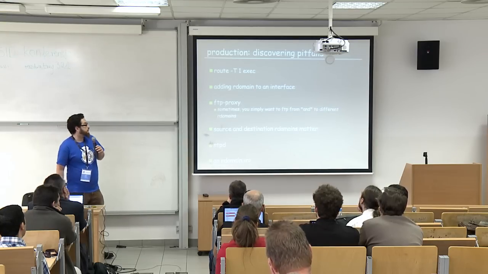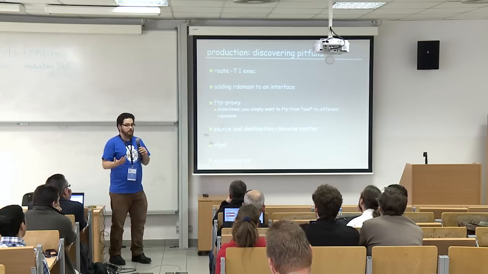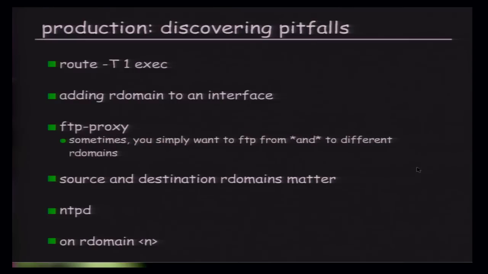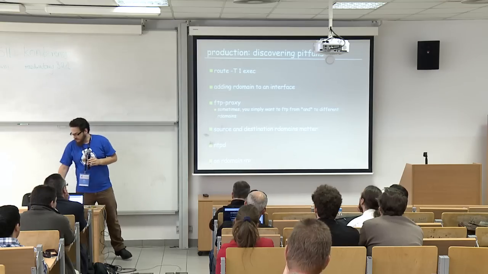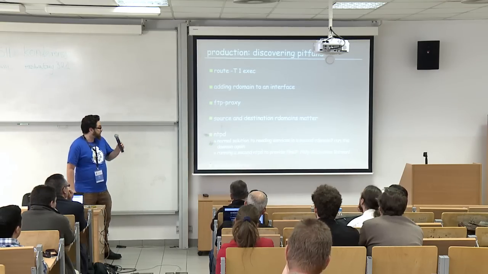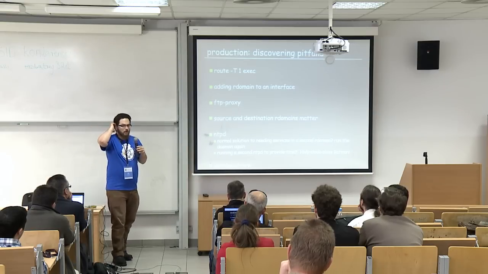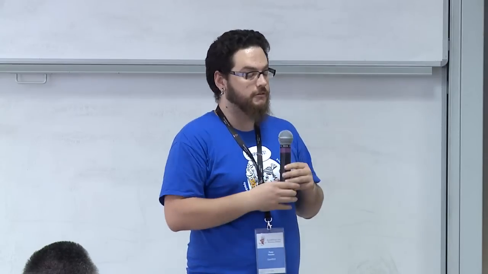We ran into some problems with FTP proxy. When going through NAT, you need a helper, because FTP is just an incredibly difficult protocol. The problem is that sometimes you don't want to just change it from any protocol to R domain zero, or from R domain zero to any. You need to do both, which is why the source and destination R domains matter. You need to be able to make decisions and to assign them for this.